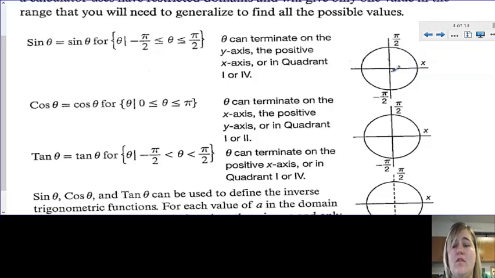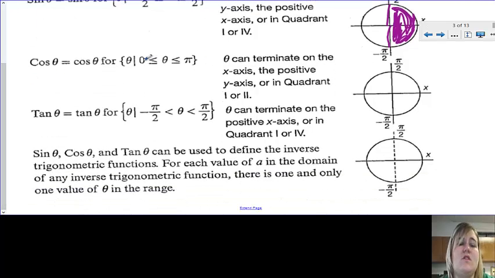So negative pi over 2 is here. Pi over 2 is here. It's ranging in this area. So this is where sine is. This one ranges from 0 to pi. 0, we all know, starts here. And if this is half a pi, then this has to be a full pi. So this is for cosine, this part here, which is quadrants 1 and 2. And finally, for tangent, we have negative pi over 2 to pi over 2, which is again these quadrants.